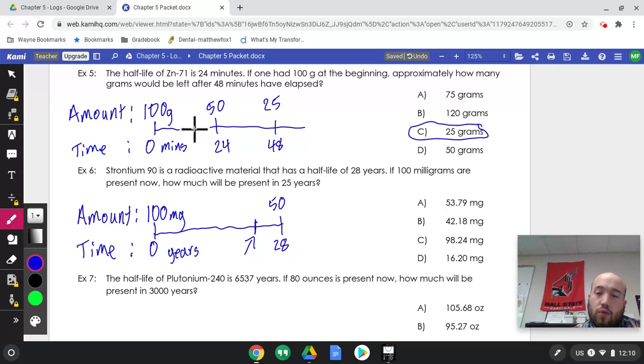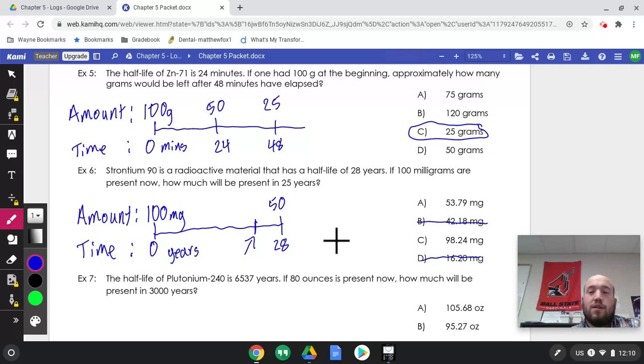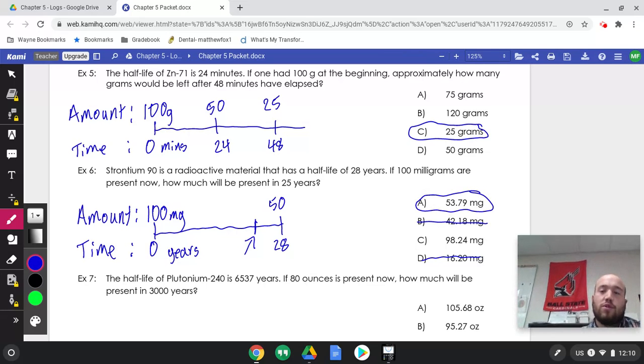So we know it has to be somewhere between 100 and 50. Okay, so it can't be less than 50. So we know it can't be answer choice D, it can't be answer choice B, because those are less than 50. Now, if we think about it, is it going to be really close to 100, or is it going to be really close to 50? And hopefully you guys can reason that 25 years is close to 28. Okay, we've almost gone through a half-life. This is continuous decay. Okay, it's not like it all happens at exactly 28 years, it instantly cuts in half. This has been happening over that time, as it's continuously decaying. So our answer here is somewhere around 53.79 milligrams.